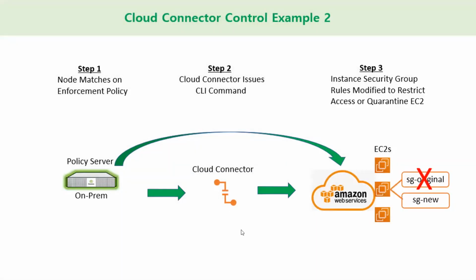If that's too severe, you could also use your cloud connector to modify access using various options. In this example, the security group for an EC2 is removed and replaced with a new modified security group that may quarantine or restrict access. So the instance stays running, but you can change the level of access that that cloud instance has.